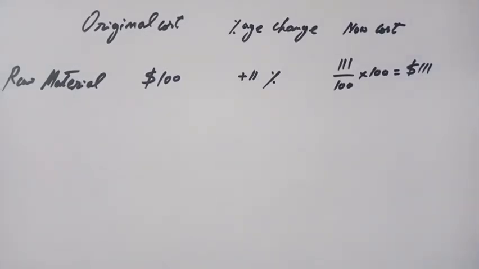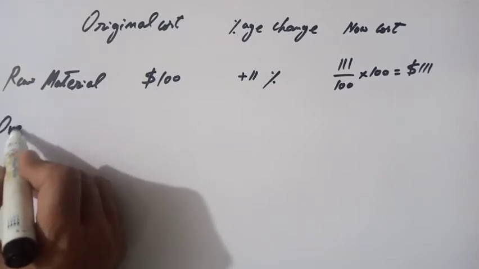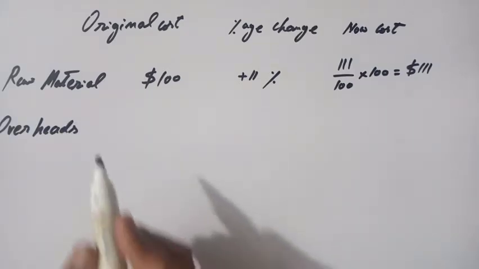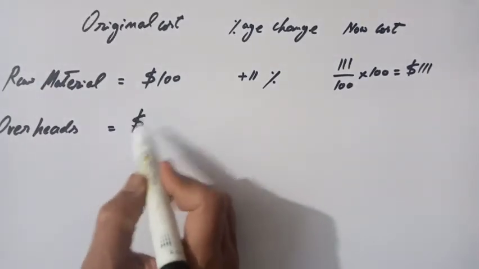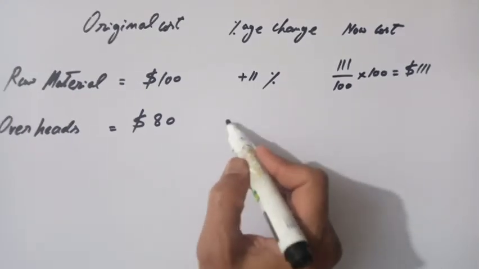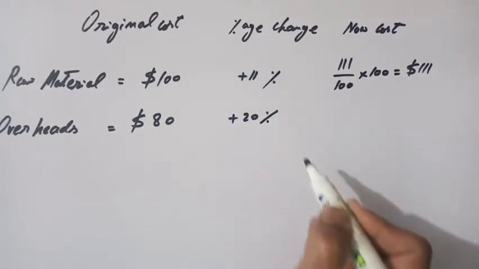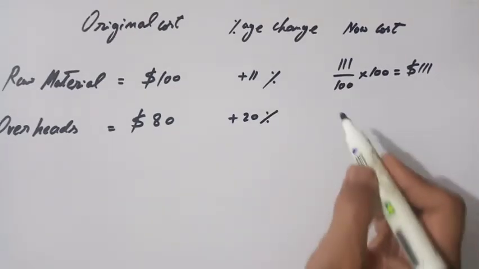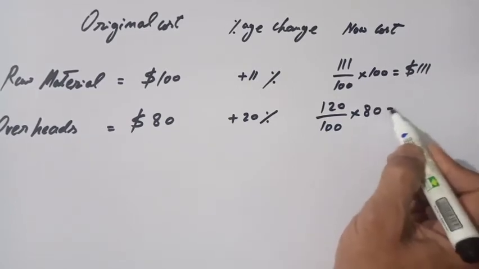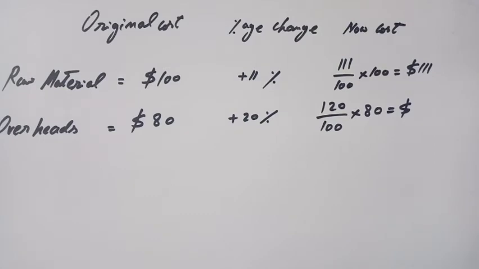Now about overheads. Overheads cost $80. And over here also is the increase of 20%. So plus 20%, and it would be 120% of 80. It would be $96, right? Afterwards, the third one is wages.